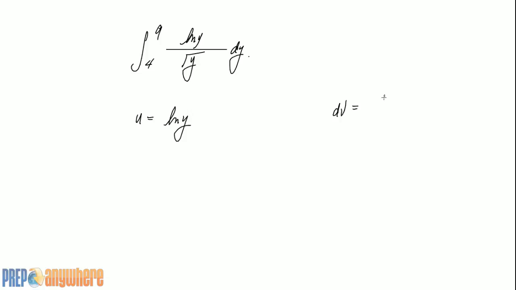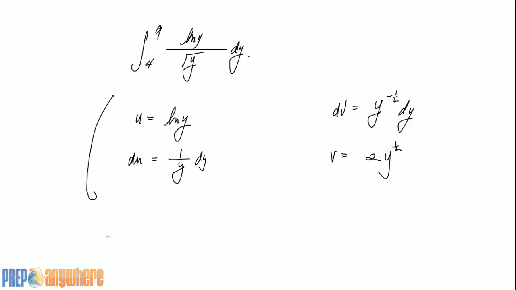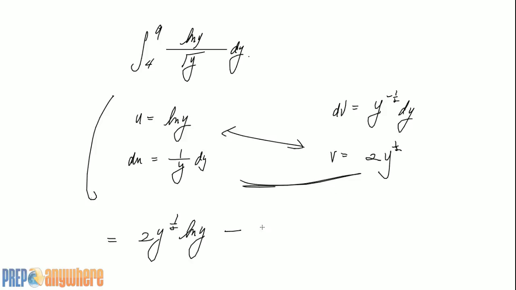So that means dv is 1 over root of y. So I'm going to write that as y to the power of minus half. Okay? So then du is 1 over y dy. And v is y to the power of half times by 2. Okay? So by integration by parts, we get 2y to the power of half, multiply these two, u and v, ln of y minus, multiply these two now, 2, 1 over y times by y to the power of half, dy.